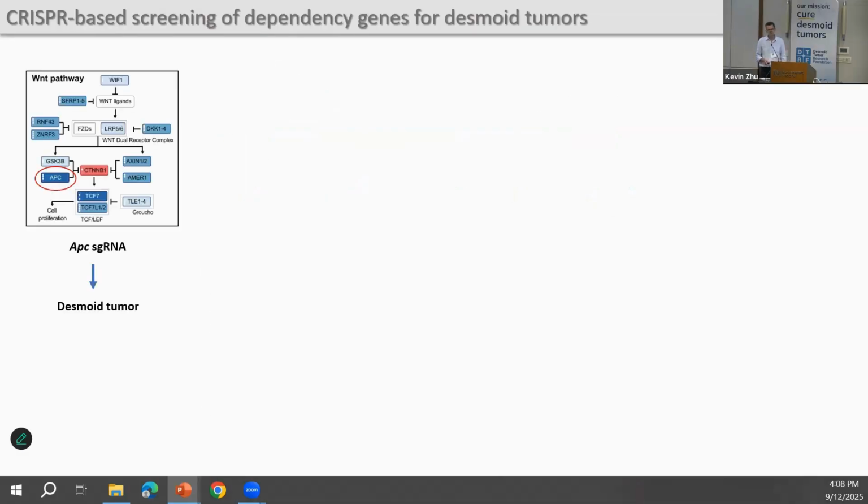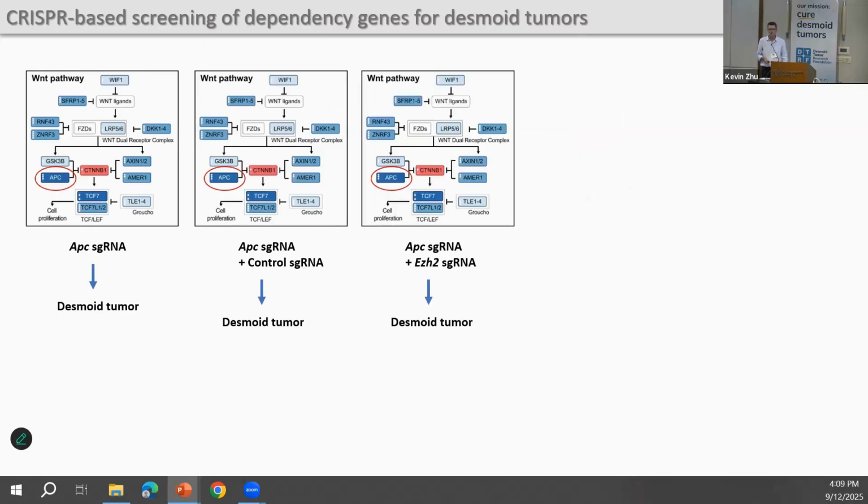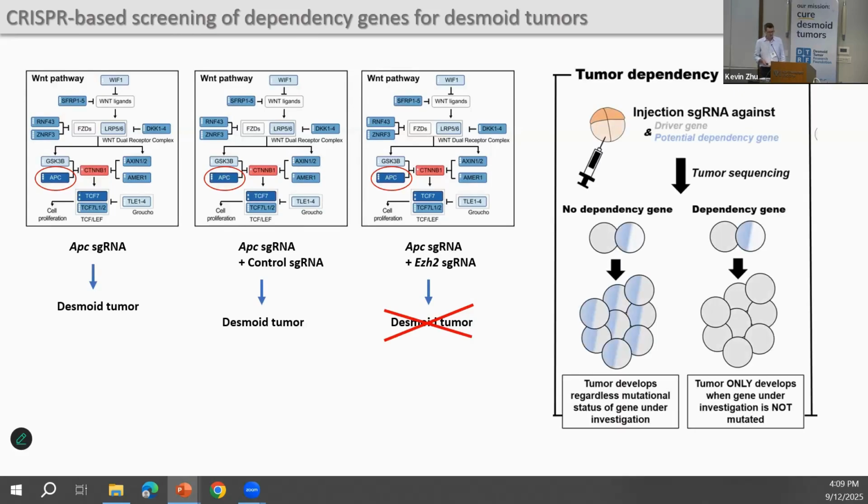What we want to do with this model is to find dependency genes. The idea is that if we co-inject a guide RNA for a candidate gene and it's not a dependency gene, you would expect that the tumor can still grow. But if we hit the dependency gene, you would expect that the tumor is no longer able to grow. Now we're dealing with a mosaic mutant animal, so in reality, even if we co-inject a guide RNA for a dependency gene, these animals will still develop desmoid tumors.